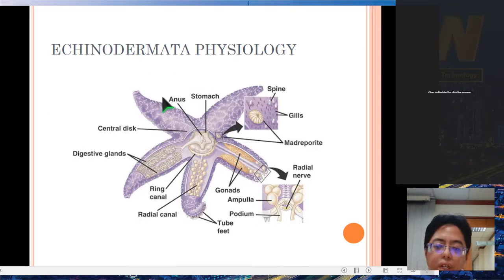Okay, so if you can see the physiology of echinodermata, the middle is where the stomach is, and then you have the glands in each one of the legs. Then in one of them you have the gonads, in one you have the radial canal, and underneath the starfish there's a mouth. The madreporite is on top, and then you have the ampulla and podium, and underneath you have the tube feet.